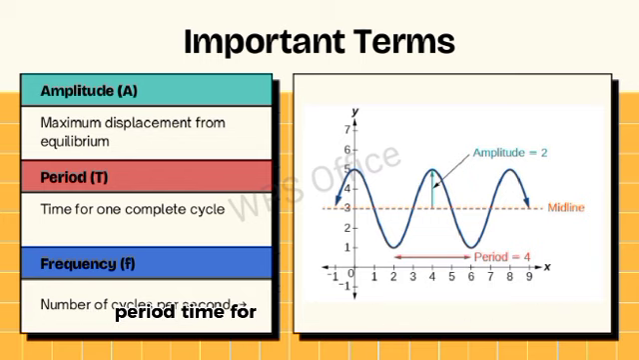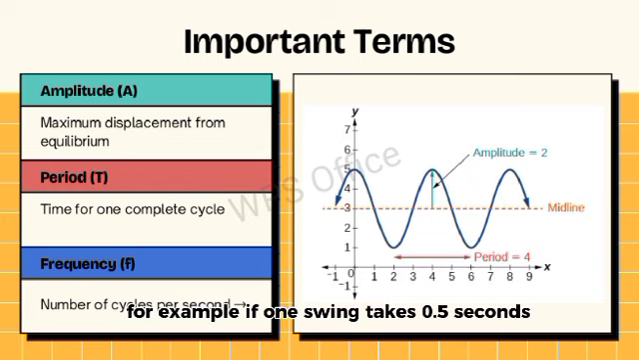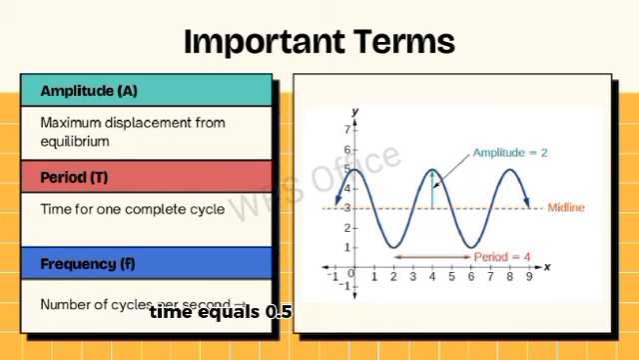Period. Time for one complete cycle of motion. For example, if one swing takes 0.5 seconds, the period equals 0.5 seconds. Displacement, the position of the object at a certain time. For example, halfway to one side, displacement is less than amplitude.